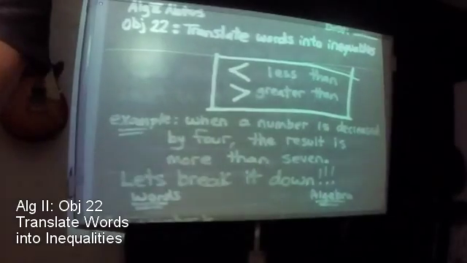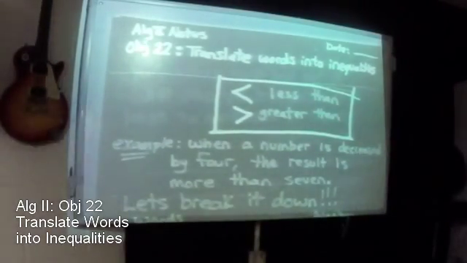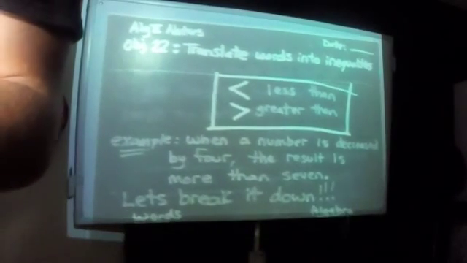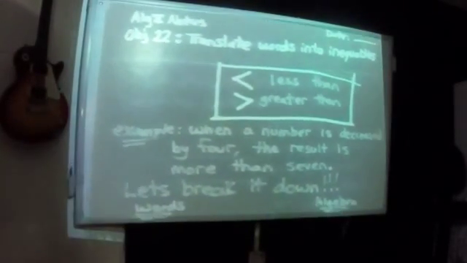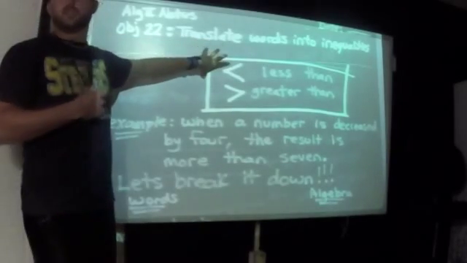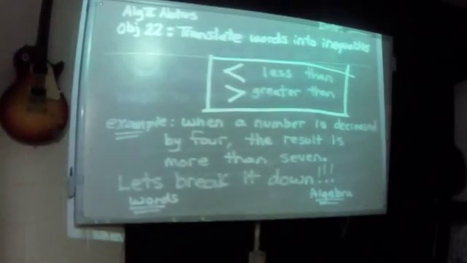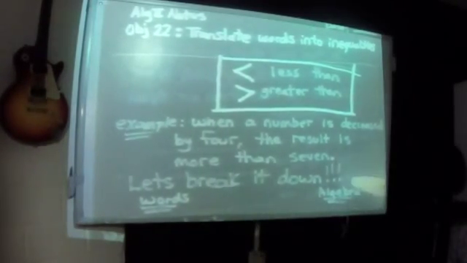We're going to go over a very easy objective. I know you probably say that about every objective, and that's not true. I do tell you when the hard ones are coming. These are the easy ones. Translate words into inequalities. You really don't have anything to solve. You don't have to find out what x is. You don't have to do an equation. You might have to make an equation or an inequality.